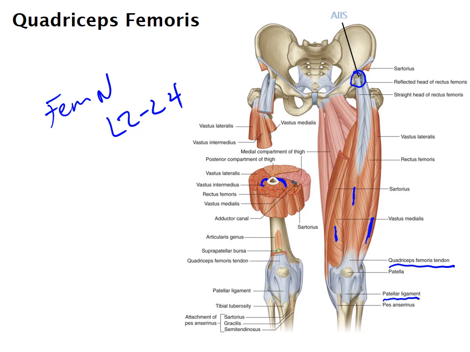Because the vastus muscles insert into the margins of the patella through the quadriceps femoris tendon, they help to stabilize the position of the patella in the anterior intercondylar fossa during movements of the knee.